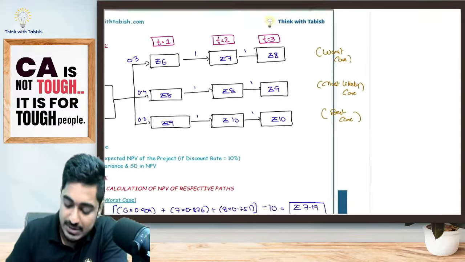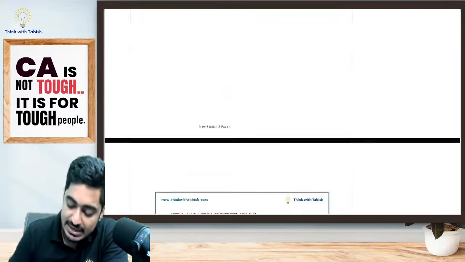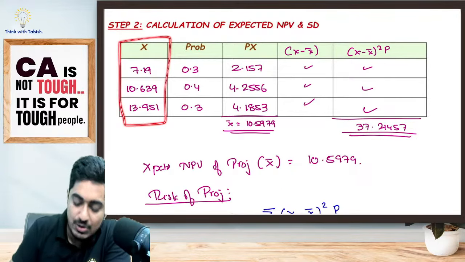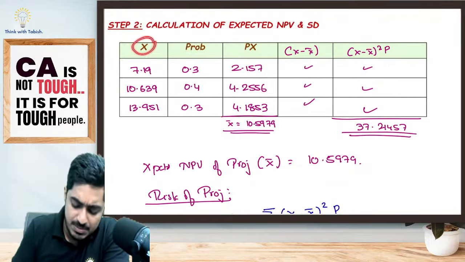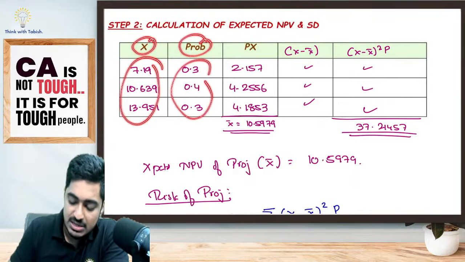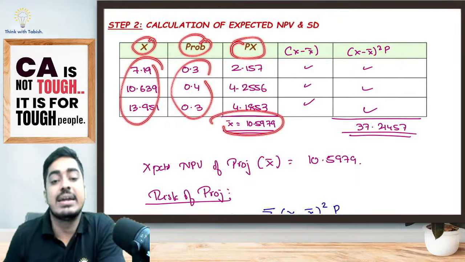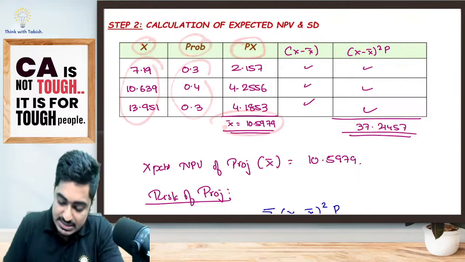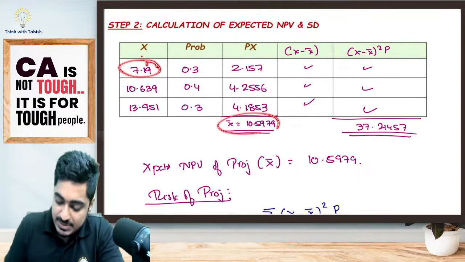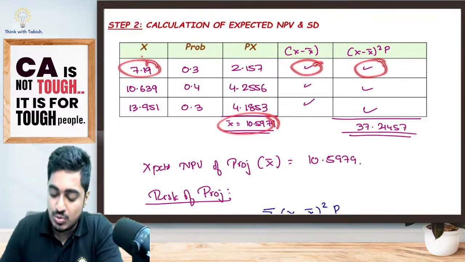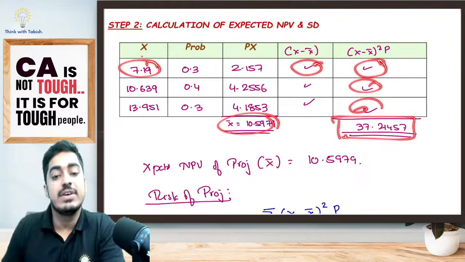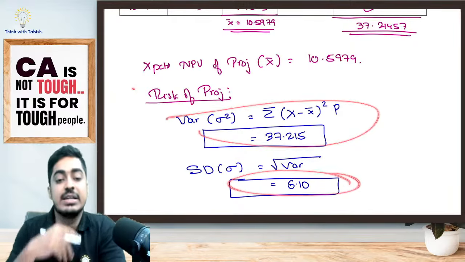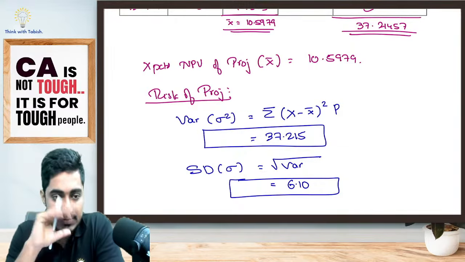Now once you got your NPV, you can directly calculate risk. Very simple. Once various NPVs are there, we know the formula. NPV is there, different NPV, its probability is there. You multiply, you will get expected NPV. Then calculate fluctuation, x minus x bar, individually x minus x bar whole square into P. You will get the variance. Once you get the variance, take the square root, you will get the standard deviation. Is this clear, everyone?